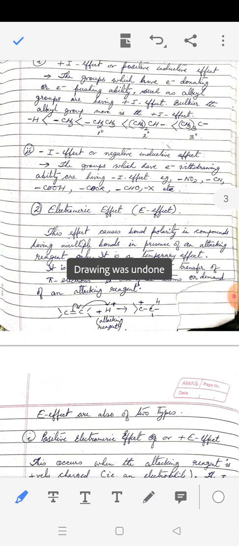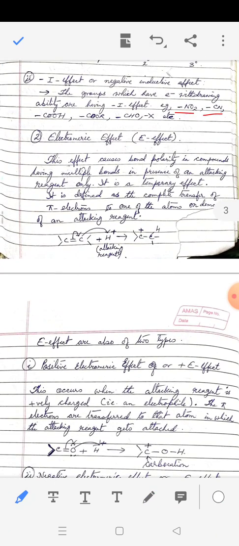The next effect is the electromeric effect. In the electromeric effect, what happens? It is a temporary effect. It is operative only when we have a carbon-carbon double bond or carbon-oxygen, in the sense of carbon forming a multiple bond with other atoms or with carbon itself, and it is operative in the presence of an incoming reagent. We call it a foreign reagent. So it is a temporary effect.